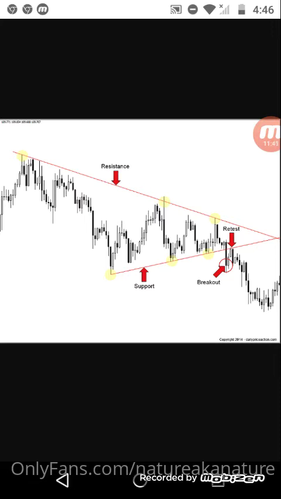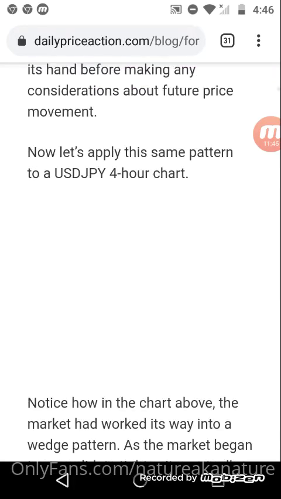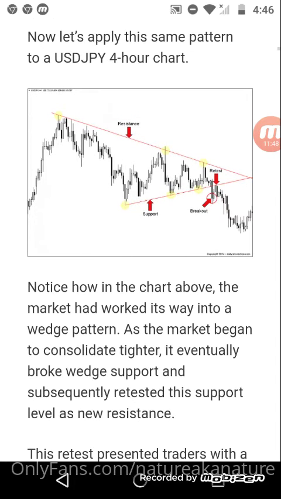Notice how in this chart above, the market has worked in a wedge pattern. As the market begins to consolidate tighter and tighter, it eventually breaks through the wedge and support. For example, this one is breaking down, so it breaks past the support because the bottom is the support. If it was breaking up, it would break past the resistance. But in this example, it broke past the support and retested the support level as a new resistance. So that former support is now the resistance.